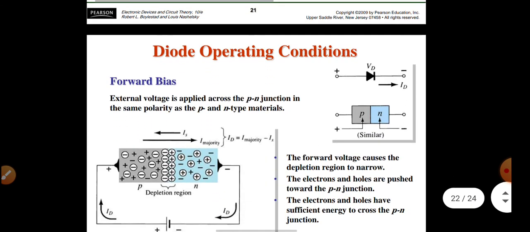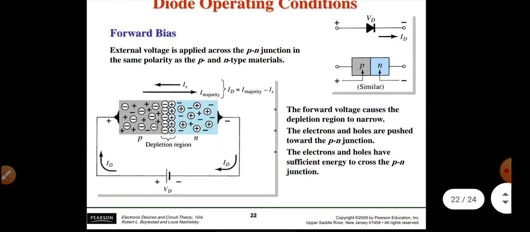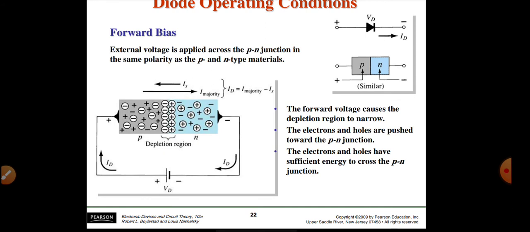Second is nothing but the forward bias. Forward bias: we are connecting the p-type to the positive and the n-type to the negative. Then what will happen in this case? So electron will get attracted to the positive terminal. So the overall current is Id equal to I majority minus I minority, because I majority is flowing from positive terminal to negative terminal.